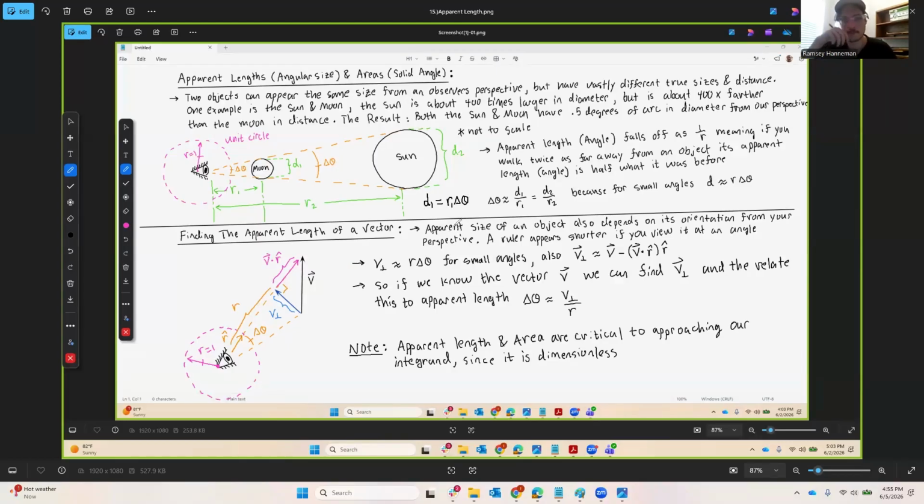All right, so doing it with vectors is a bit tricky. But imagine you have an eyeball surrounded by a unit sphere, and it's looking at some vector v.